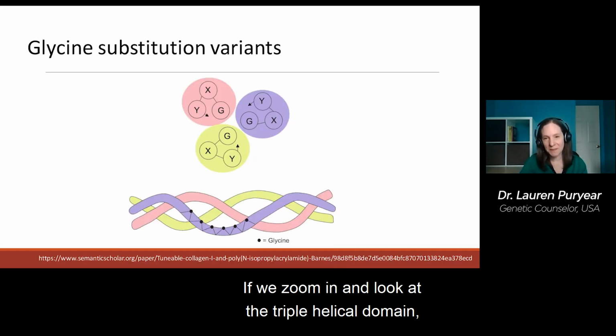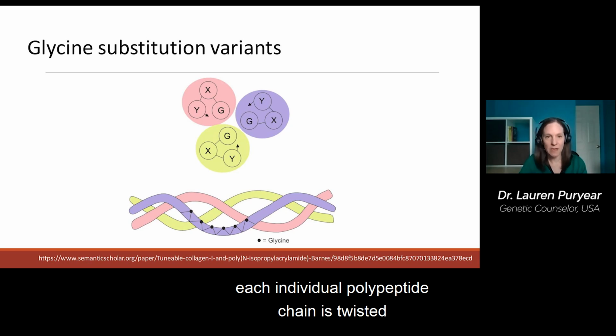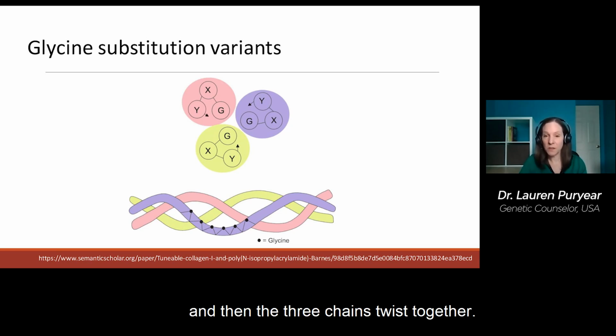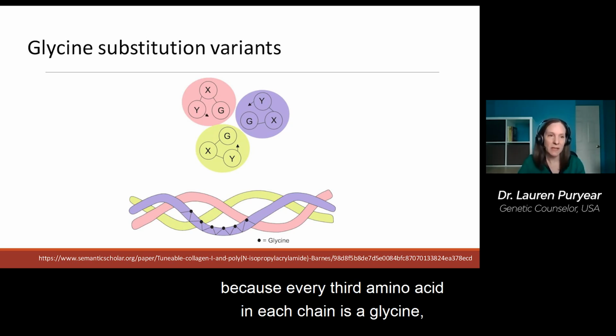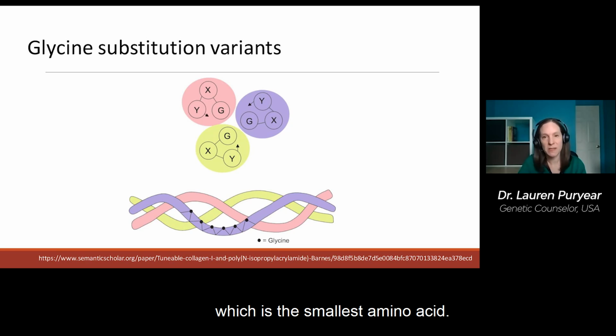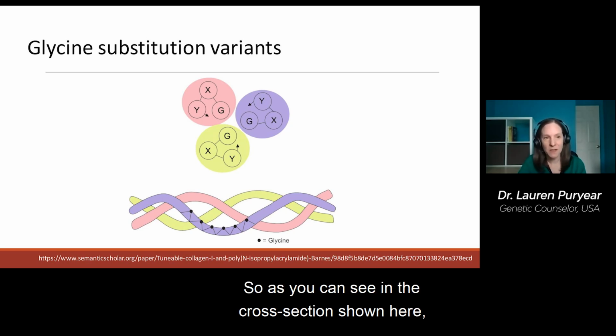If we zoom in and look at the triple helical domain, each individual polypeptide chain is twisted, and then the three chains twist together. The chains can fit very tightly together because every third amino acid in each chain is a glycine, which is the smallest amino acid. So as you can see in the cross-section shown here, the glycines meet in the middle of the triple helix.